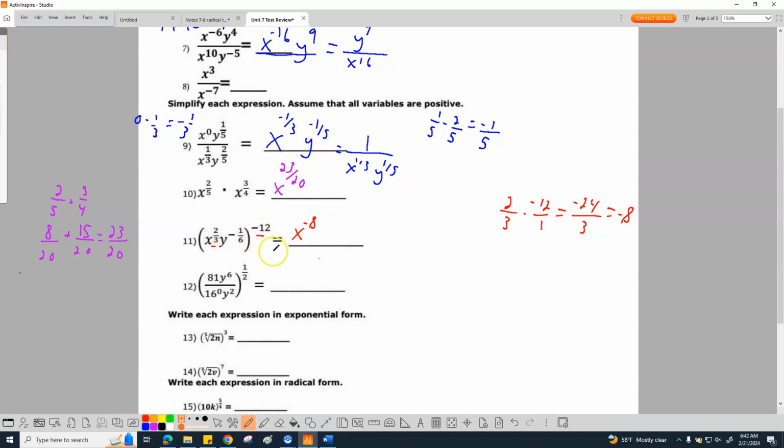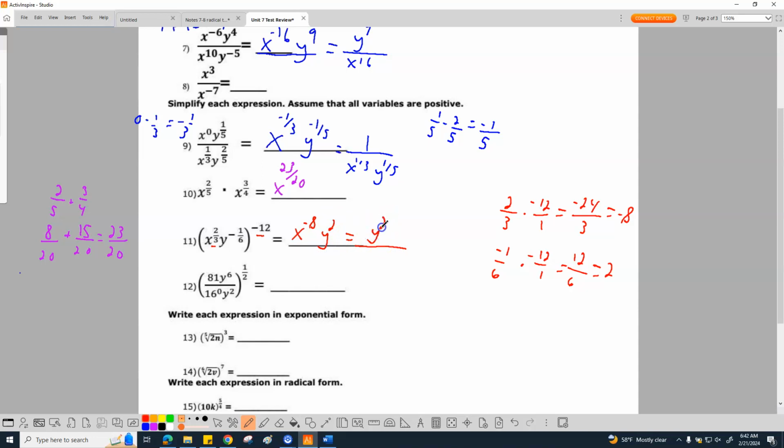Now I have to do what? Negative 1/6 times negative 12 over 1. Negative 1 times negative 12 is 12. Over 6, that reduces down to 2. So now I end up with y to the 2. We were going to clean that up.